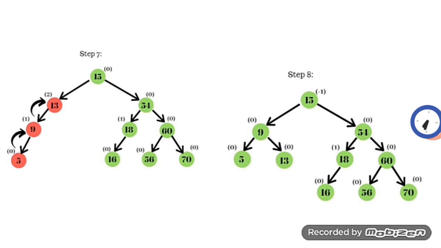I want to tell you one important factor, that after deletion of any node, you need to check the balancing factor, and after checking the balancing factor, if any node's balancing factor is 2 or -2, you need to decide which rotation you will apply, because there are a number of rotations. That's why it is one important factor that you need to decide which rotation you will apply.